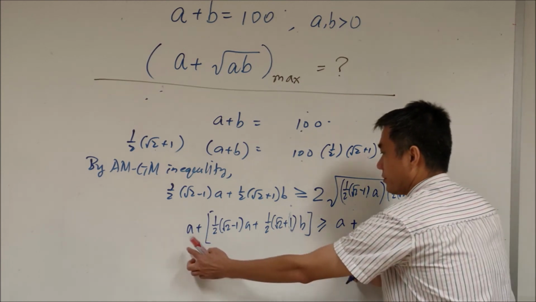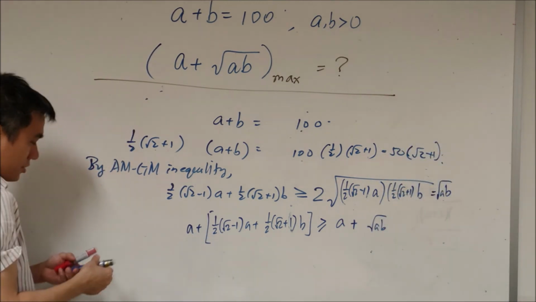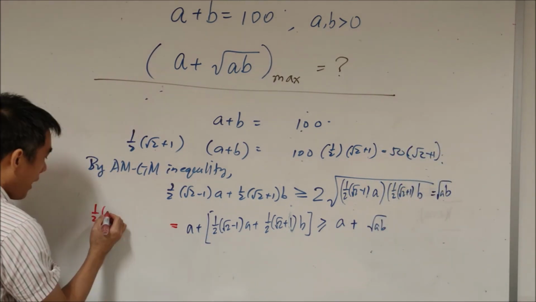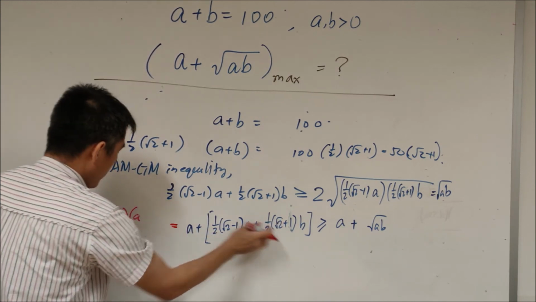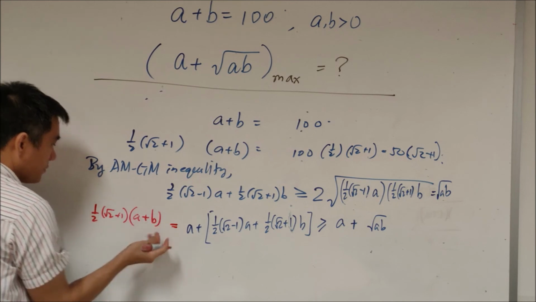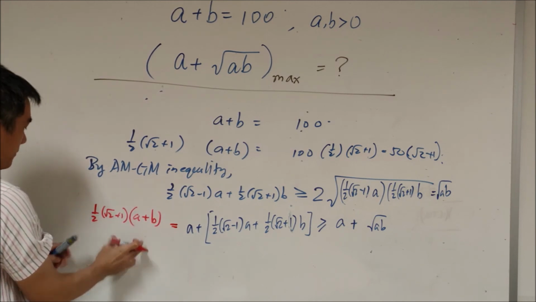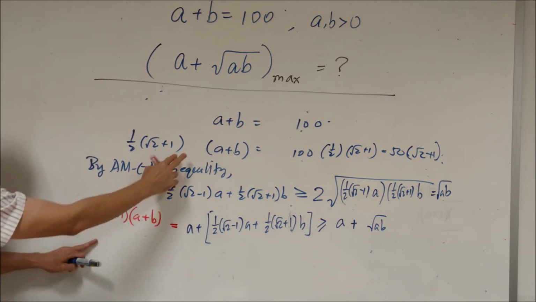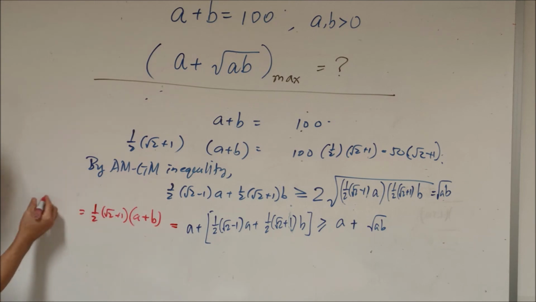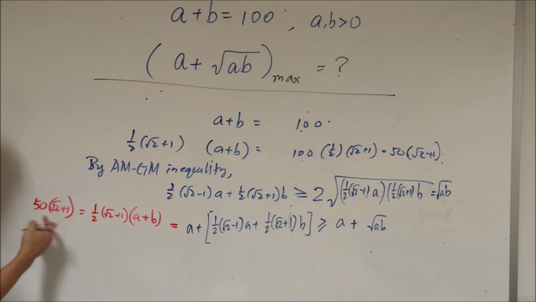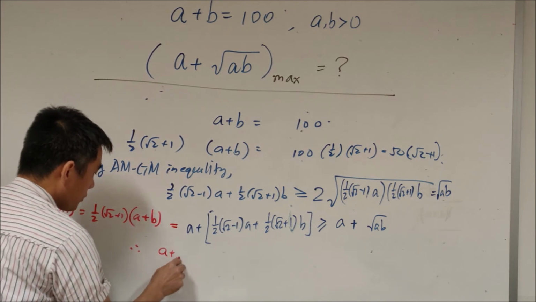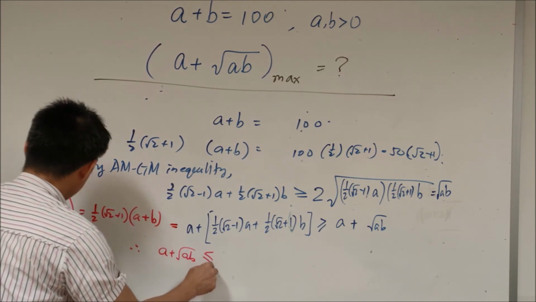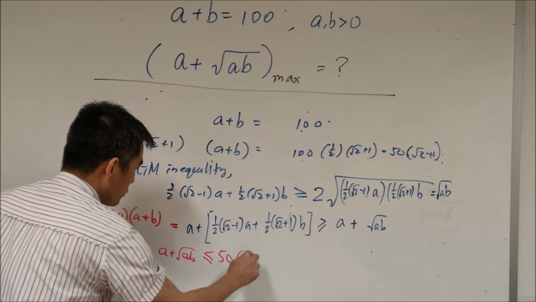We add a on both sides. This expression will give you half of (square root 2 plus 1) a, and for b you have the same coefficient. So this is exactly what we have, and we already know that this equals 50 times (square root 2 plus 1). Therefore, a plus square root of ab is less than or equal to 50 times (square root 2 plus 1).